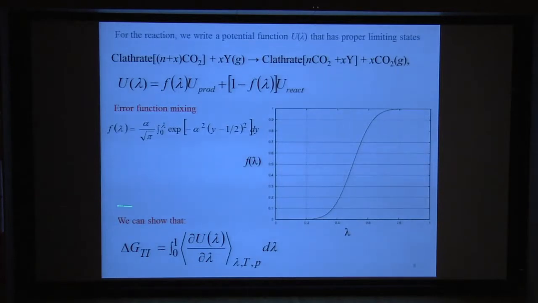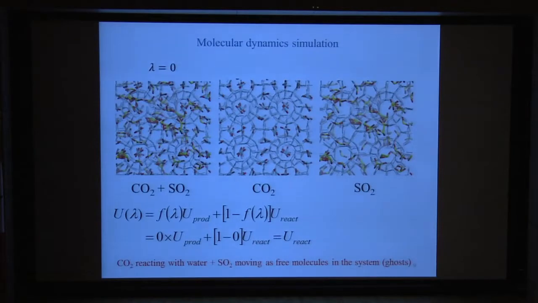Now, based on some statistical mechanics, if we find the average of the derivative of the potential energy function as a function of the lambda parameter and integrate this from 0 to 1, from the reactants to the products, we can actually calculate the free energy associated with this particular change. I'm not giving the proof of this, but given the particular functional form we have here for the reaction, if we can find the derivative for values between 0 and 1 of lambda, we can do the integration and get the free energy.